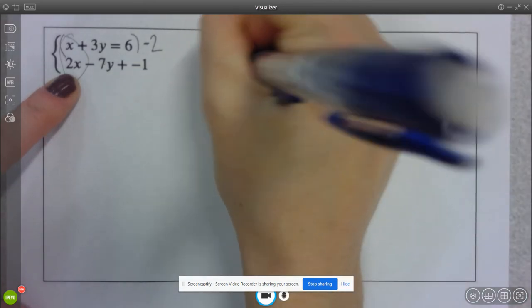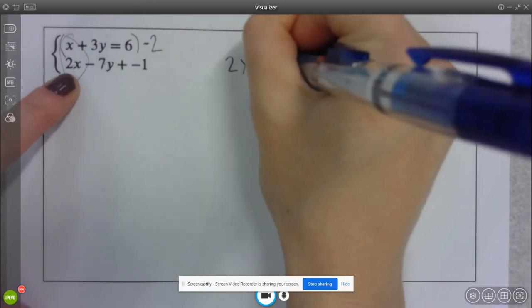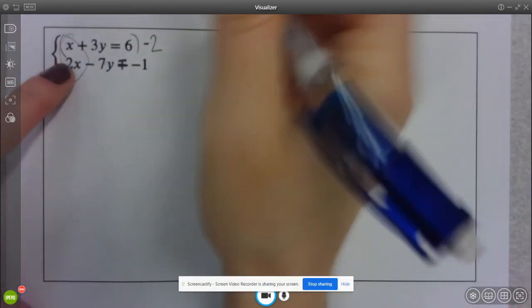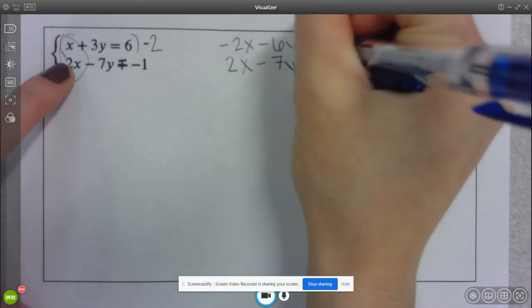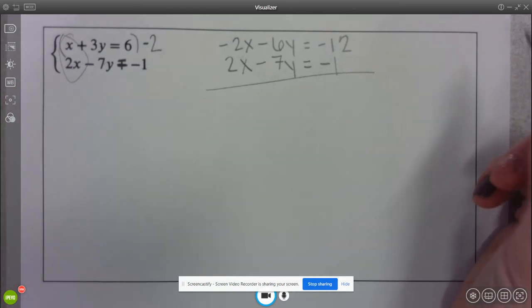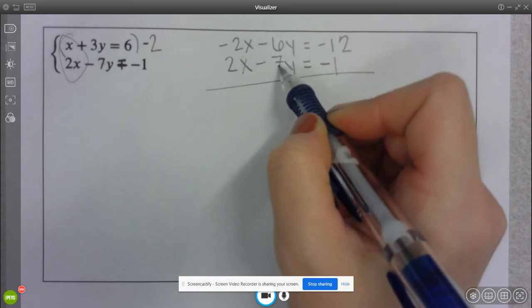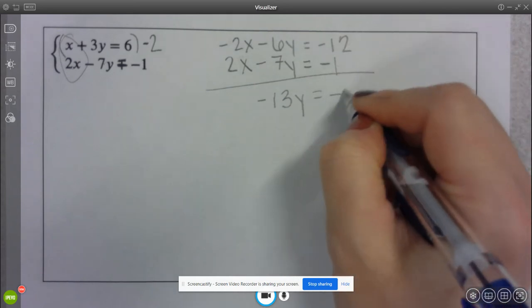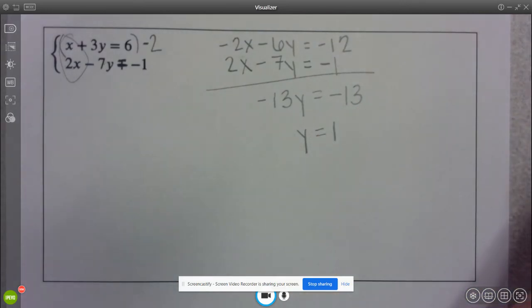So the 2x minus 7y is going to stay the same. Oh, that should say equals, not plus. So sorry. Now multiplying this whole equation by negative 2, I have negative 2x minus 6y equals negative 12. X's are going to create 0. Negative 6 and negative 7 make negative 13y. Negative 12 and negative 1 make negative 13. And the only way for this to be true is if y is equal to 1.